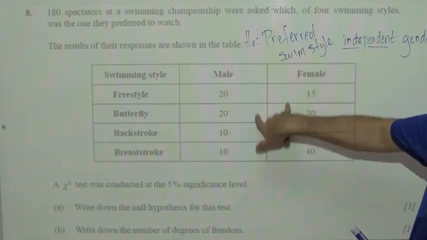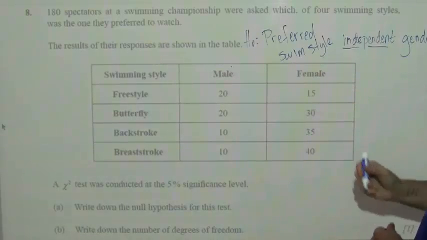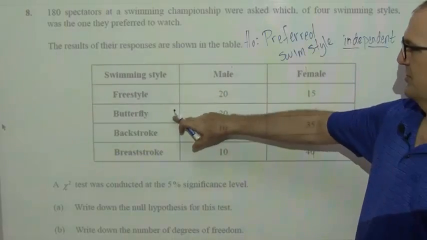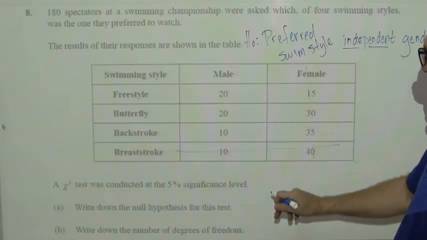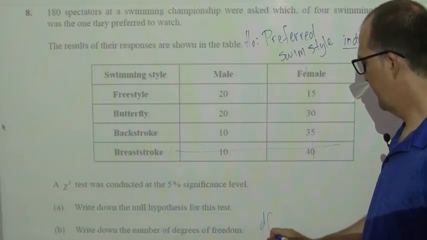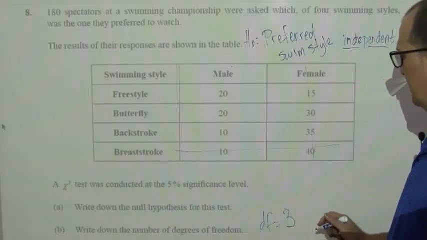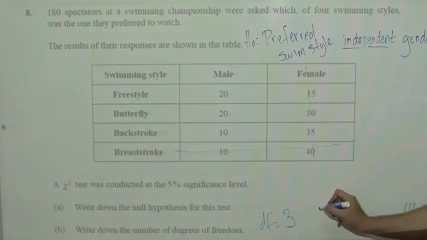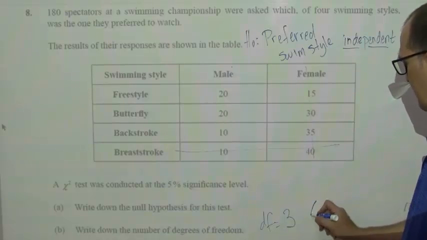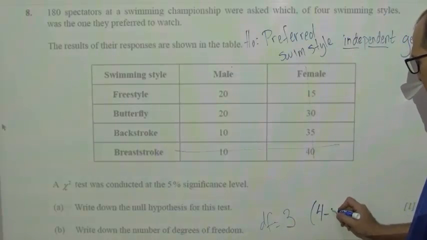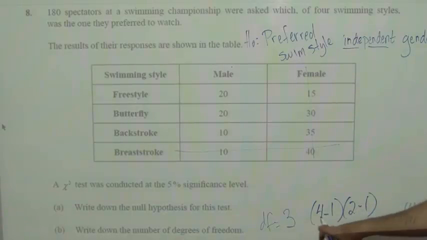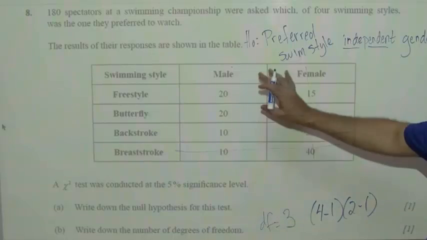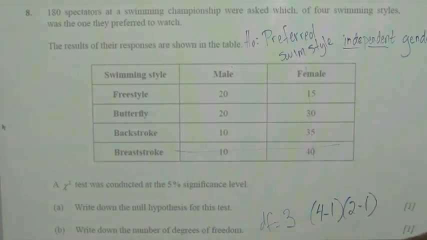Part B, write down the number of degrees of freedom, and the simplest way to do that is there are 2 columns, so take away 1. There are 1, 2, 3, 4 rows, take away 1. What's left over? 1, 2, 3. Your degrees of freedom is equal to 3, and just how did I get that? I actually took the number of rows, which is 4 minus 1, times the number of columns, minus 1, and that equals 3 as well. But when you're given a chart, it's kind of quick just to cross them out and see what's left over.